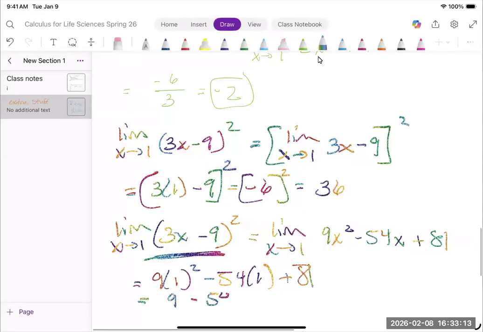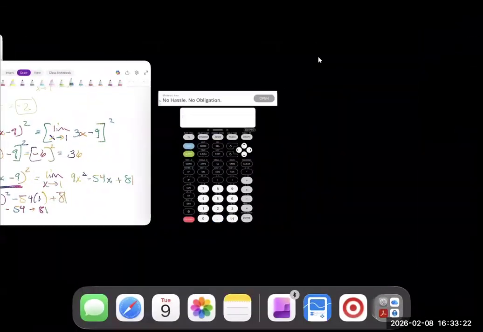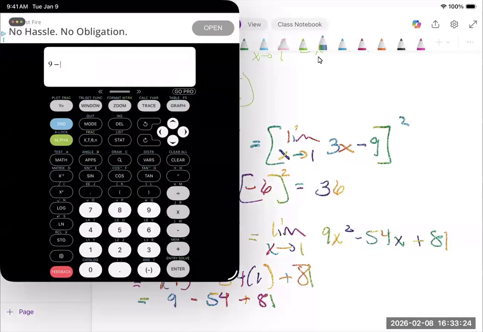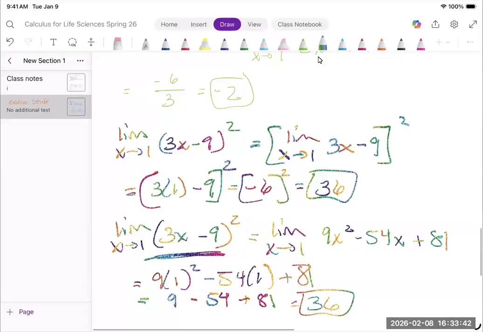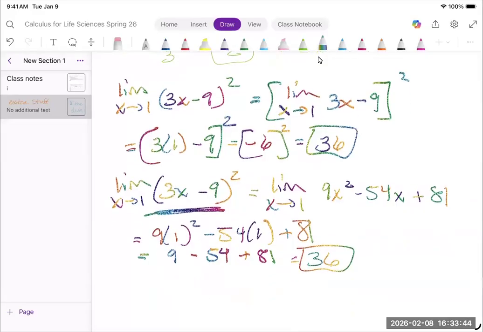9 minus 54 plus 81 is 36. Yeah, okay, great. Verifying our solutions. Always verify when you're not sure. Don't always just assume something that should happen does happen, because that's how math will get you.